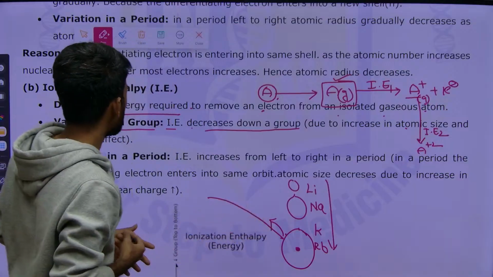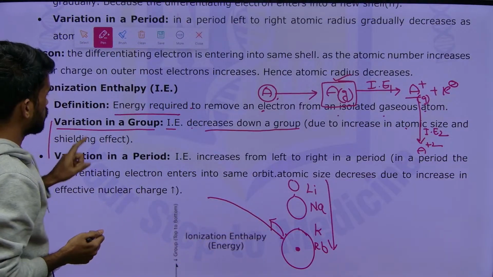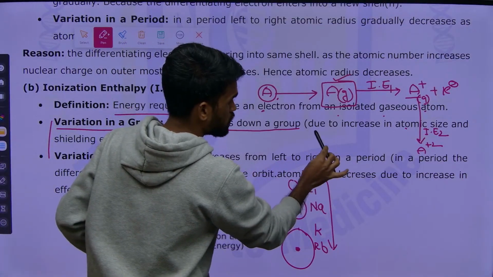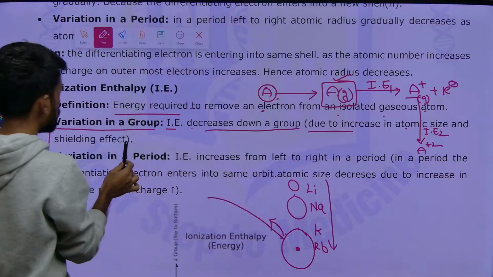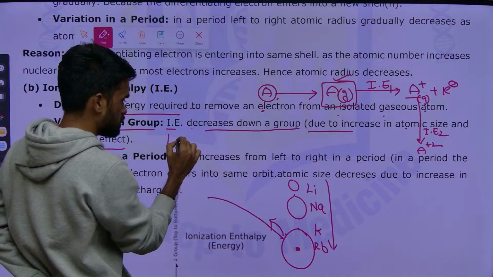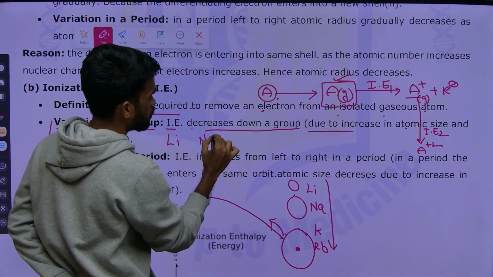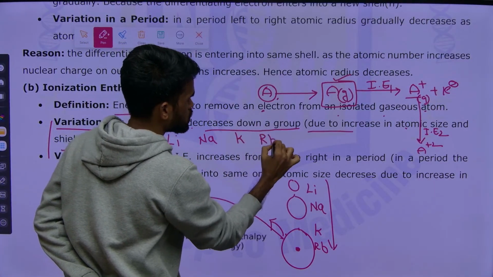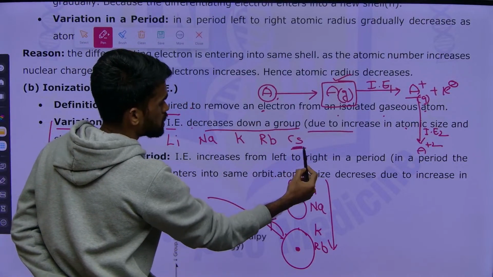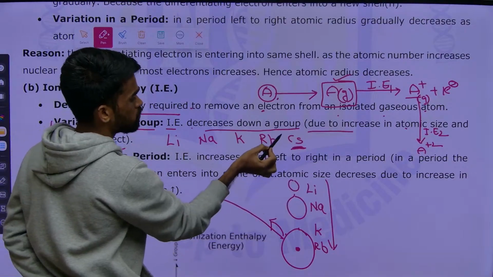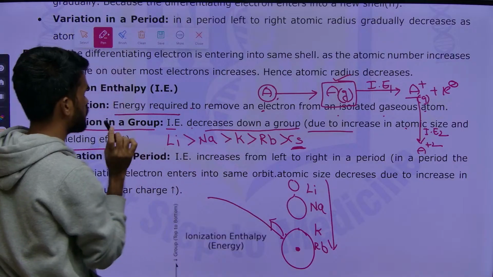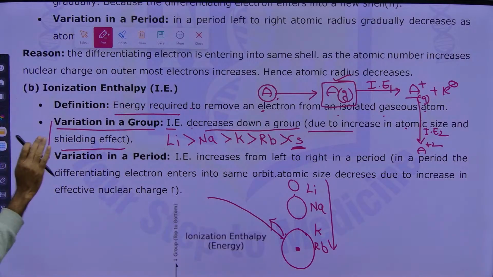So down the group, what happens to ionization energy? It decreases. What is the reason? Due to increase in atomic size and shielding effect. For example, take lithium, sodium, potassium, rubidium, cesium and compare. Down the group size increases, so cesium, with the largest size, has the lowest ionization energy. This will be the order of ionization energy for the first group elements.